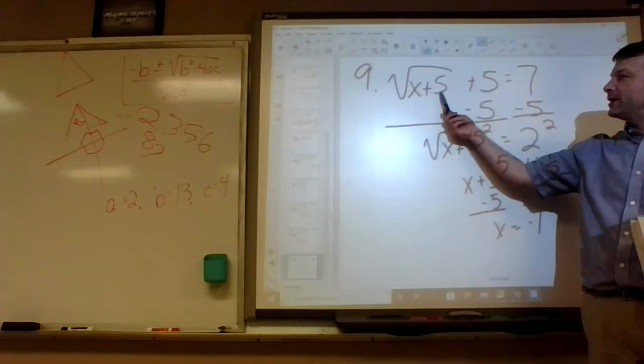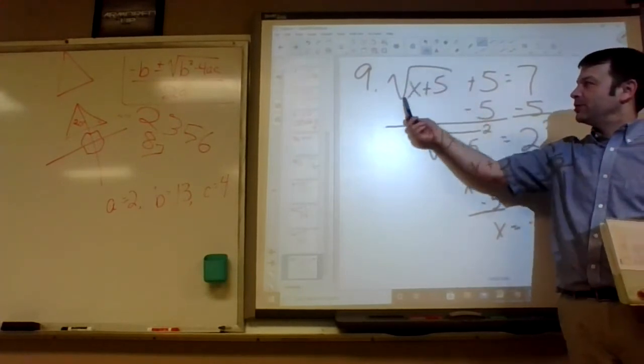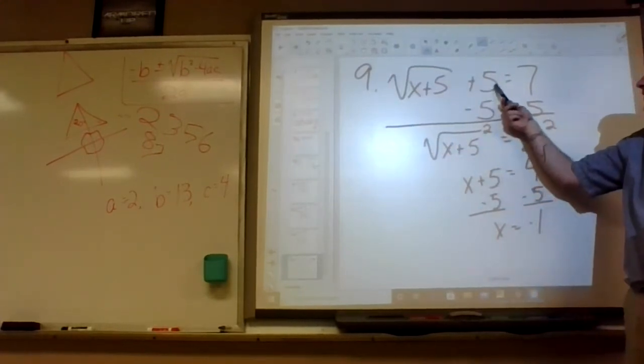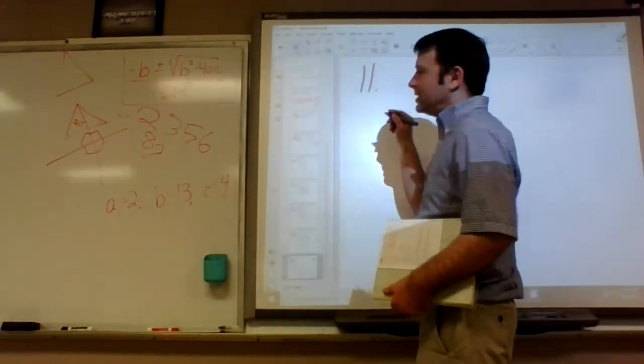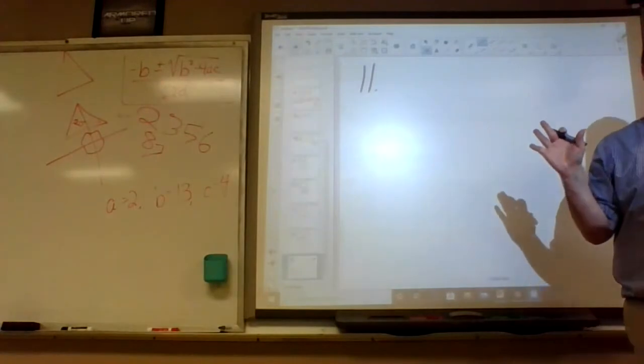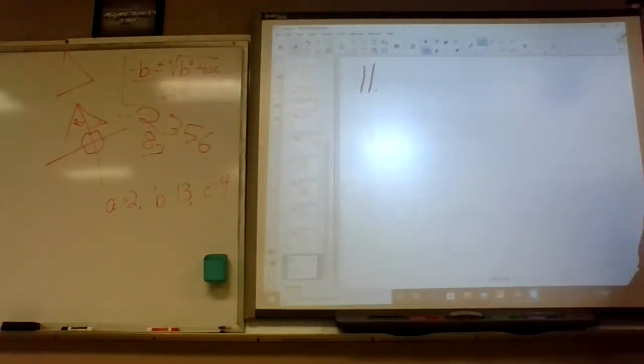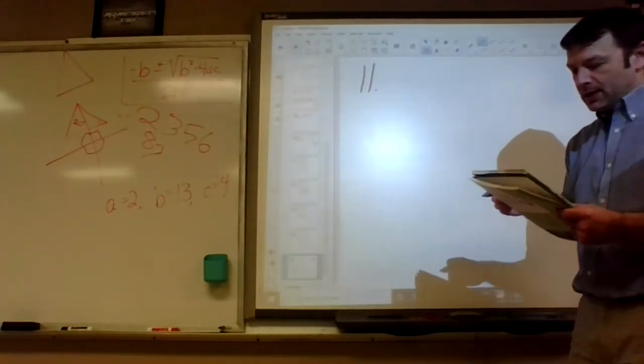Okay, let's plug it back in, does it work? Negative 1 plus 5 is 4. Square root of 4 is 2. 2 plus 5 is 7. Okay, that works. The reason I'm doing that is because, remember I said 2 of these don't work. 2 of these are no solution. Well, one odd, one even.